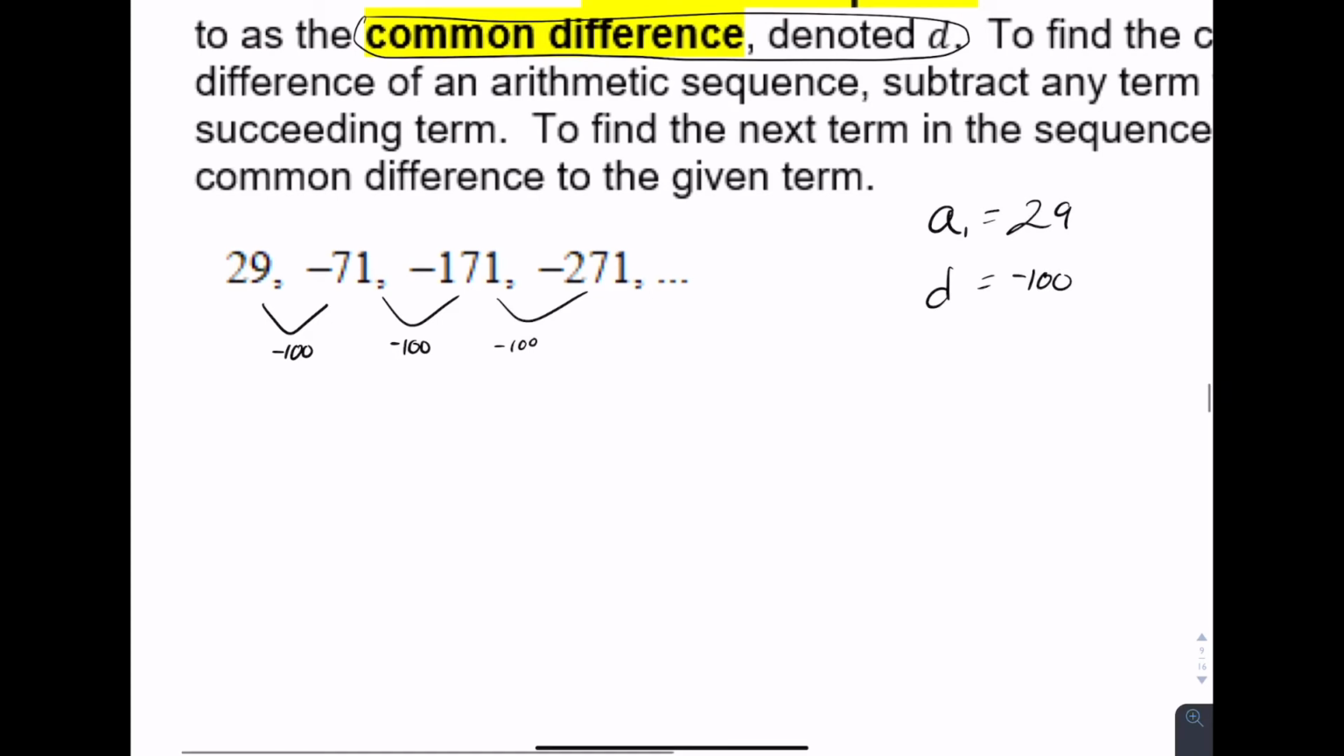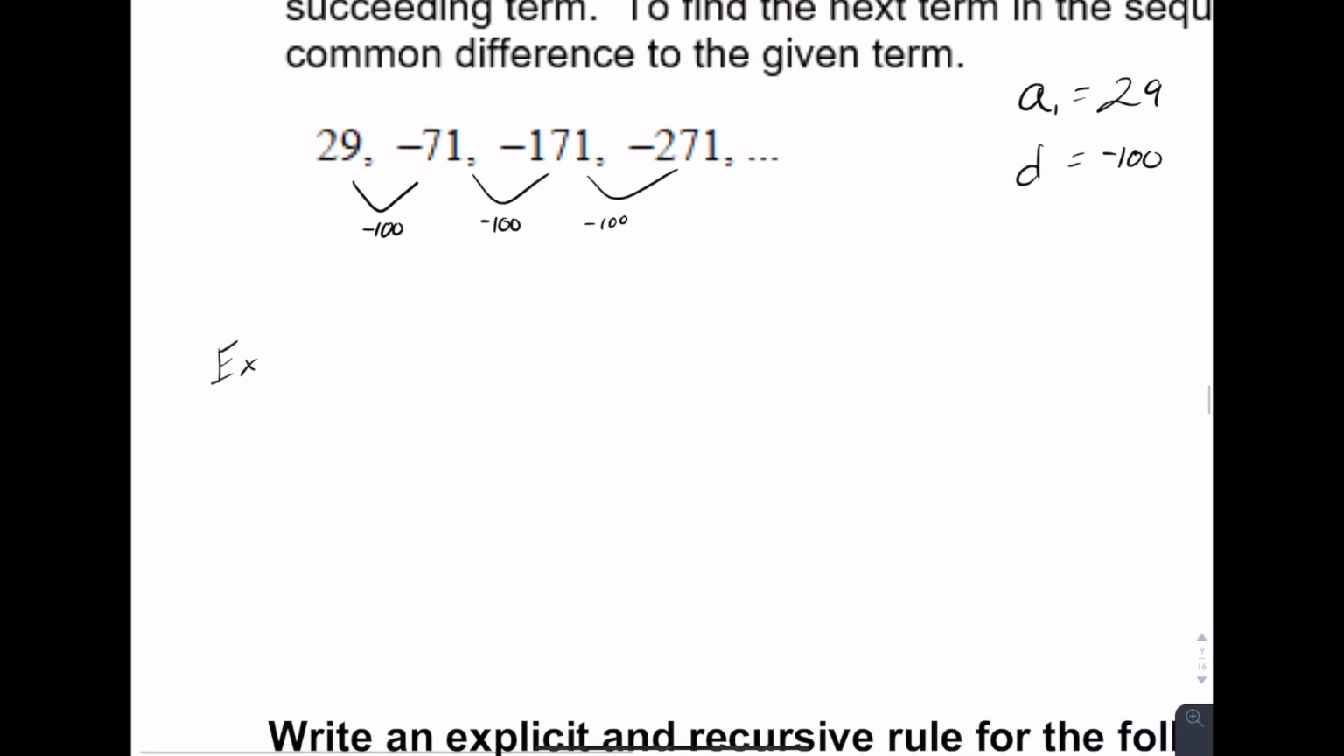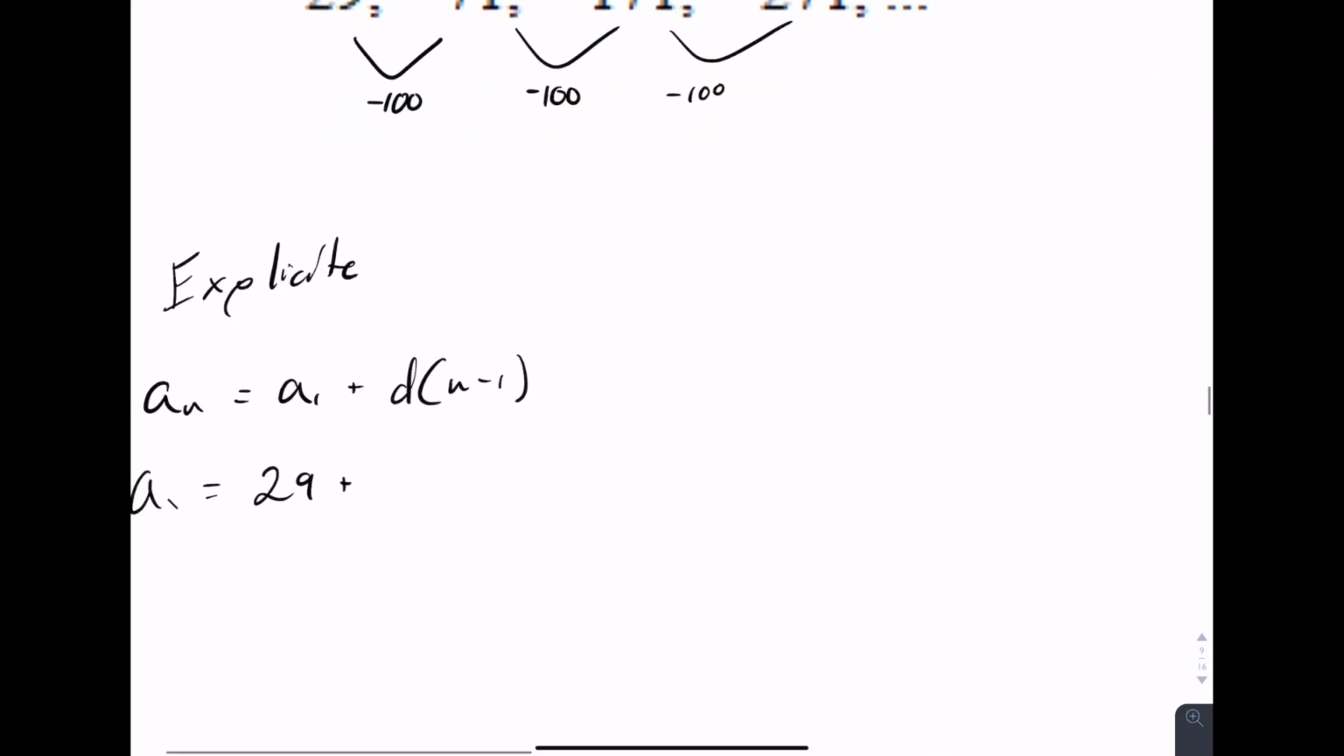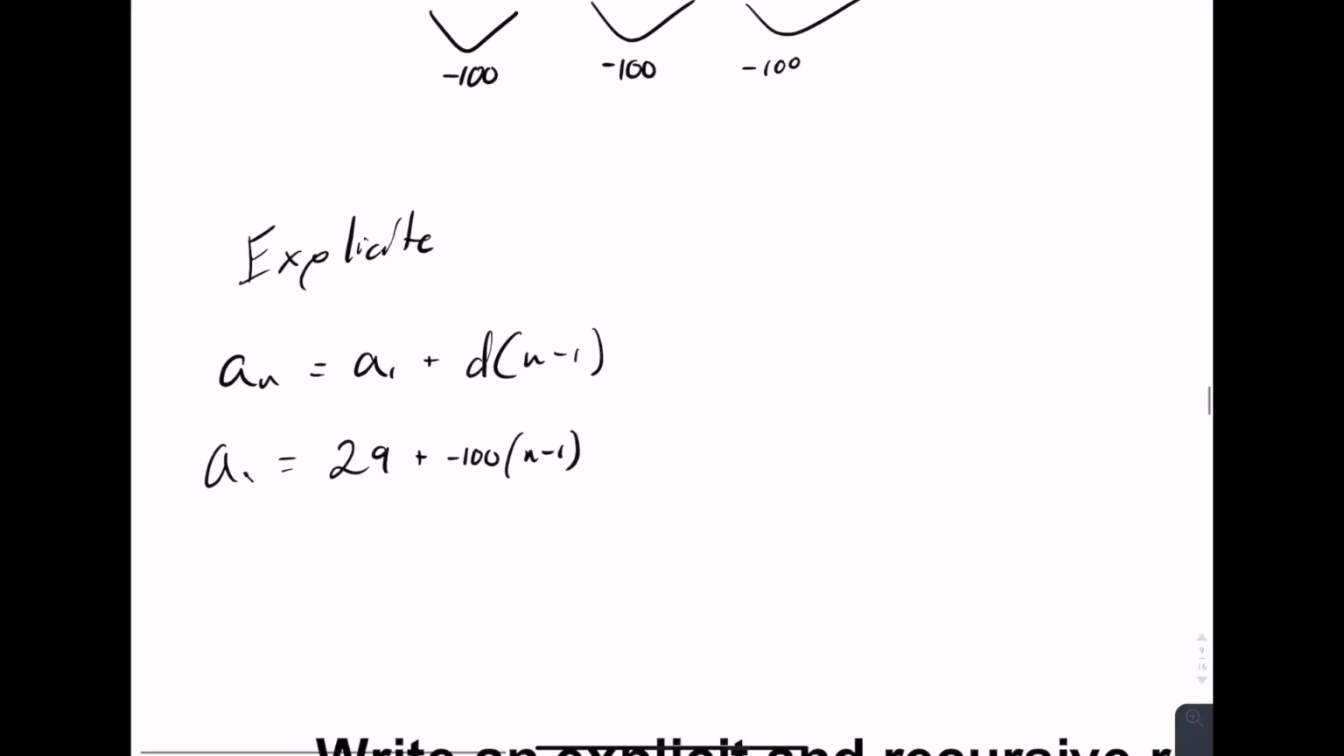Okay, now let's work on the explicit formula. Okay, so explicit tells me to use the formula AN equals A1 plus D times n minus 1. Okay, now of course we already figured out A1, so this is AN equals 29 plus, now D we figured out that's a negative 100, and then n minus 1 stays put because there has to be an n in your formula. Okay, and so then now from here, you just use the distributive property.